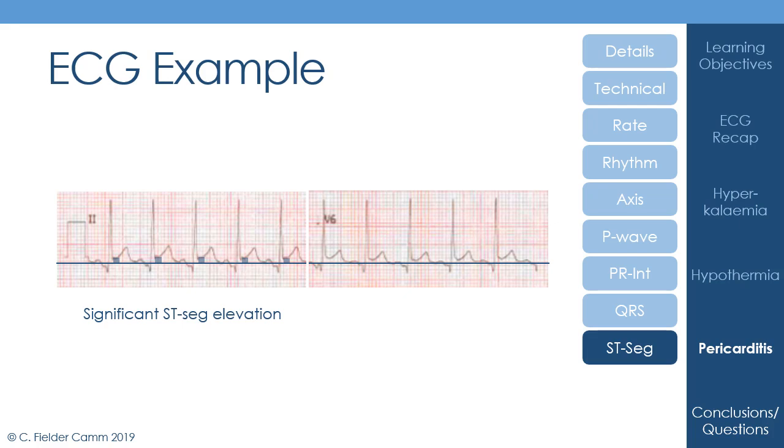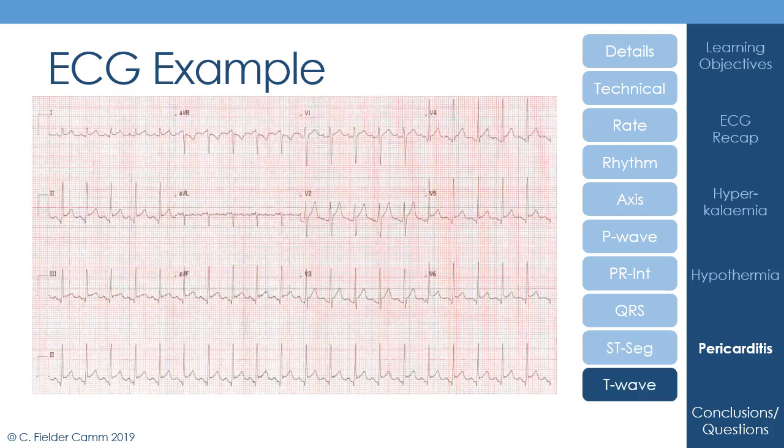And if we look in V6, not only is there elevation, but you can see quite a nice concave saddle-shaped appearance there. So that's quite a nice example. And it's non-territorial, right? So you've got inferior on the left-hand side and you've got lateral on the right-hand side. So it's certainly not within the territory of a coronary artery, which would be more in keeping with myocardial ischemia or infarction.